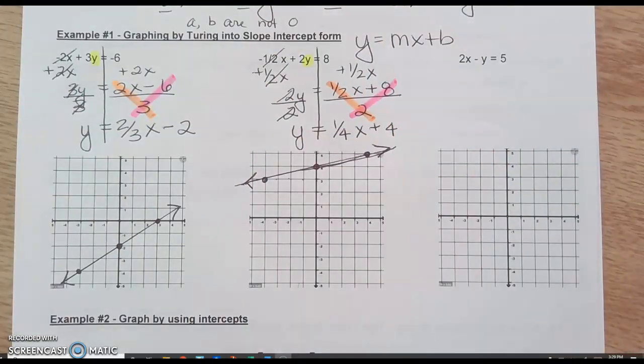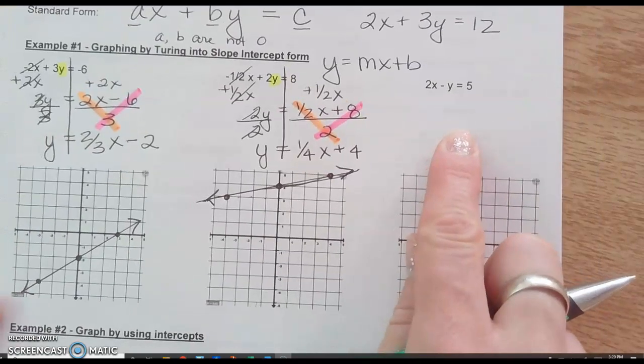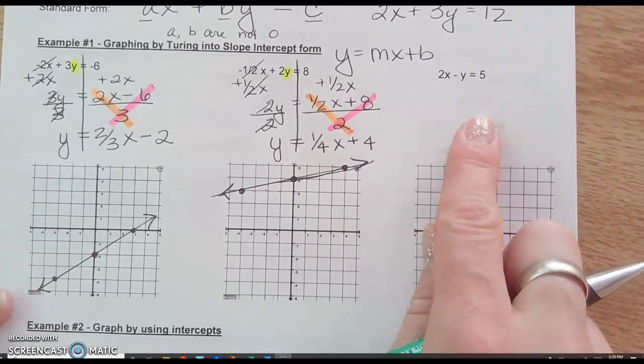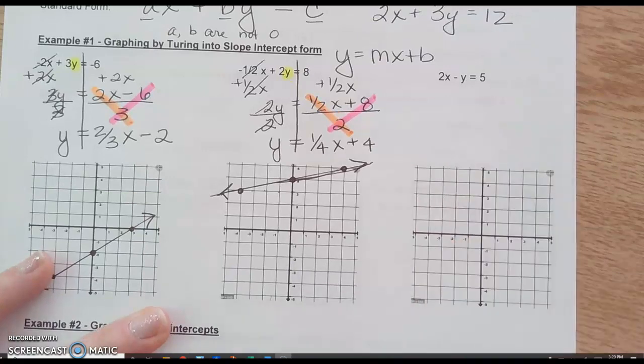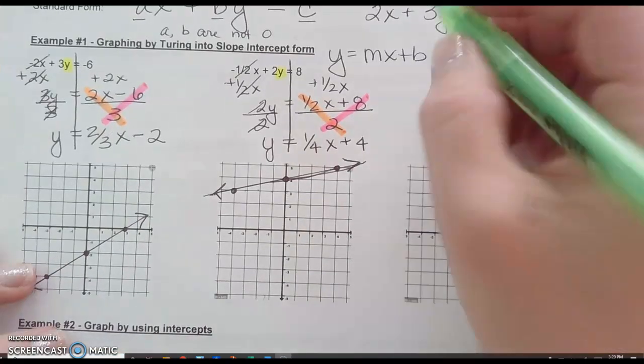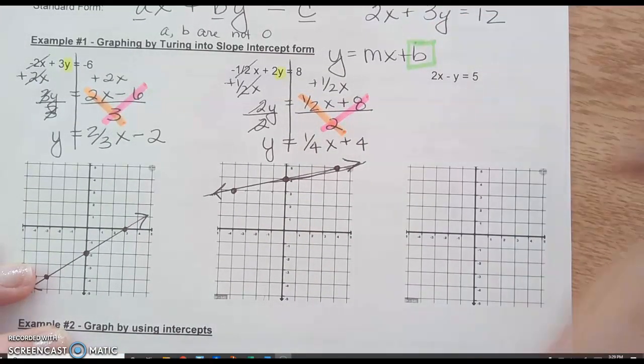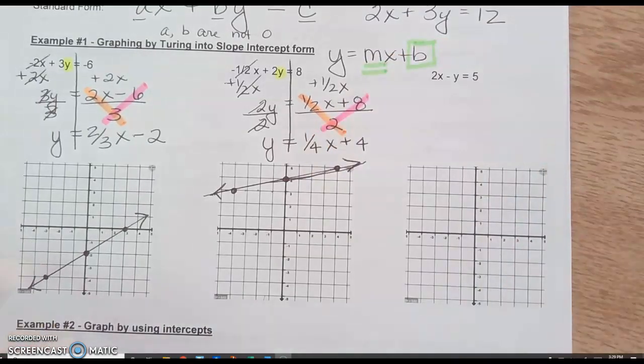Okay? All right, so pause it here, and I want you to try this one. Solve and get y by itself. Then once you have y equals mx plus b form, we know this is our y-intercept, this is our slope, and we can graph it from there because we've already done that.